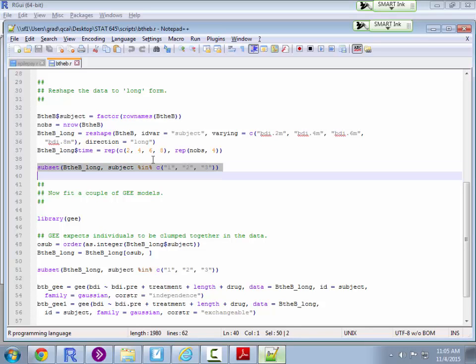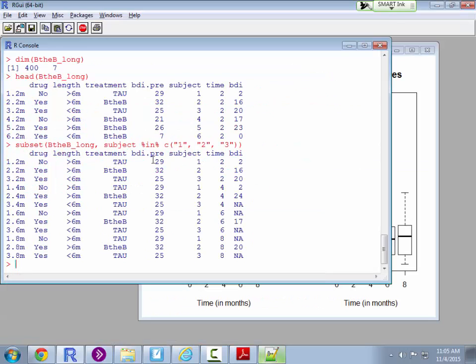So notice that the subjects aren't organized in chunks. When I did reshape, there might be a way to use the arguments to make it perform differently, but what it did by default was put all the time 2 measurements followed by all the time 4 measurements followed by all the time 6 measurements and so on, which means that individual 1 is spread out among things. So all I did in this command is pull out only the data for the first 3 individuals just so we can see what's going on.